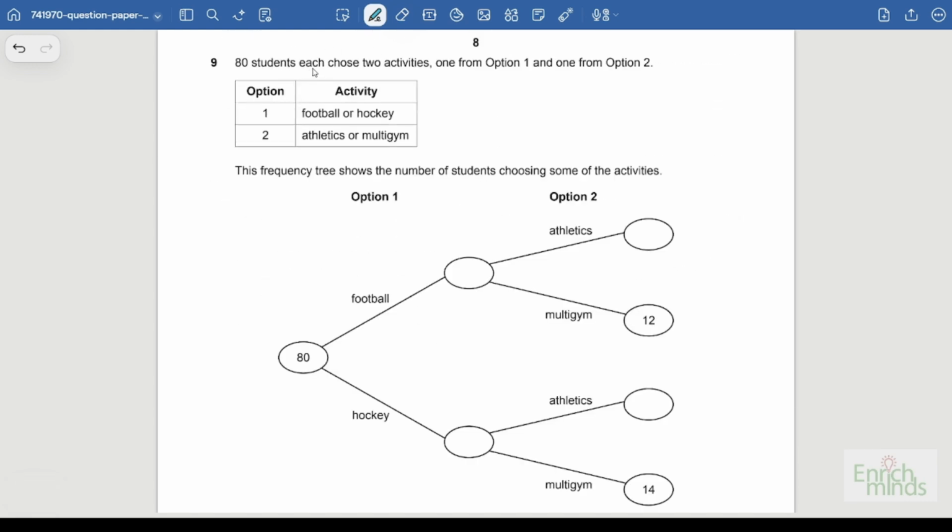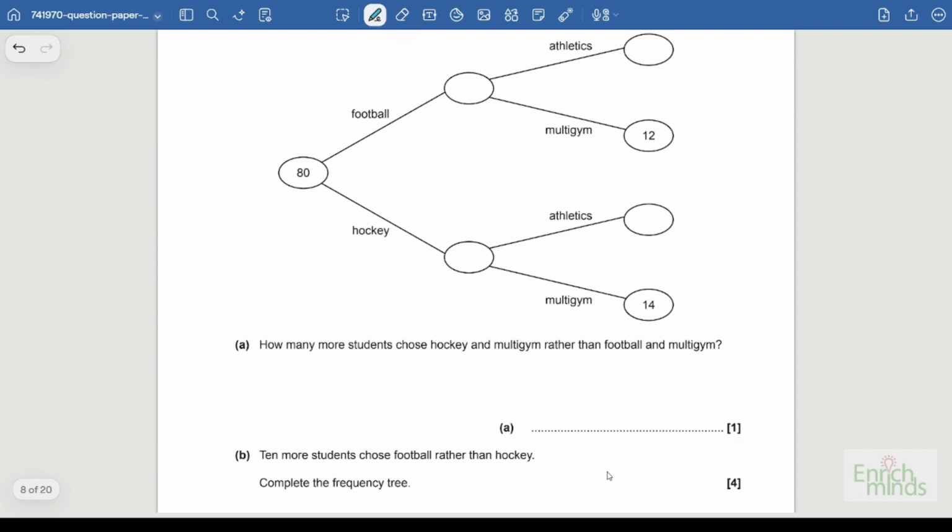80 students each choose 2 activities, one from option A and one from option B. This frequency tree shows the number of students choosing some of the activities. So we have option A, where there are a total of 80 students who choose either football or hockey, and from them we have athletics or multi-gym, and for hockey as well we have these two sports.